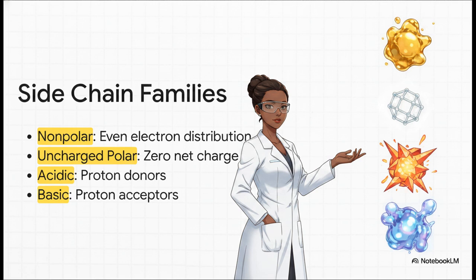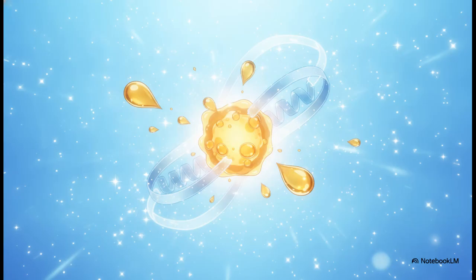We can elegantly classify these 20 amino acids into 4 distinct families, based purely on the chemical properties of their side chains. Whether they're nonpolar, uncharged polar, acidic, or basic, entirely dictates how they behave, how they interact, and ultimately how they fold a whole protein into its working shape. Let's kick things off with the nonpolar family.